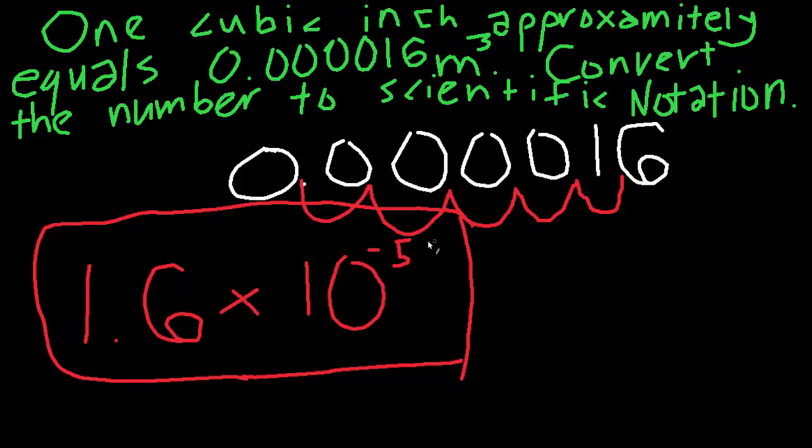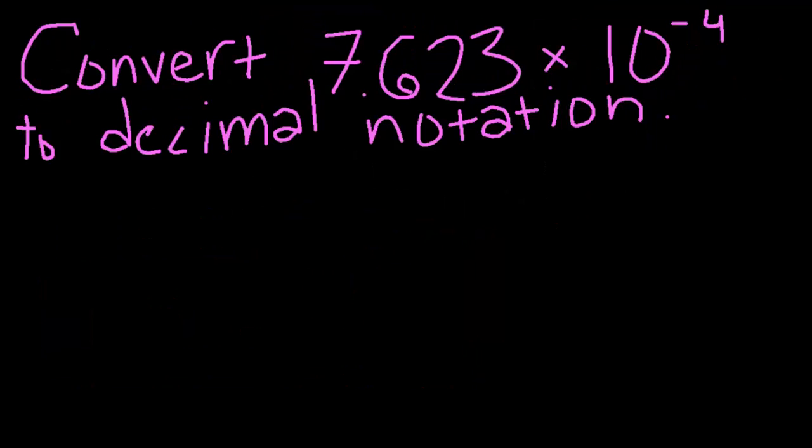So, I've shown you how to turn decimal notated numbers into scientific notated numbers. Let's go ahead and do the other way around. Okay, so convert 7.623 times 10 to the negative 4 to decimal notation. So this negative 4 tells us that we're working with a pretty small number, saying that the decimal got moved over from the left, 4 spaces.